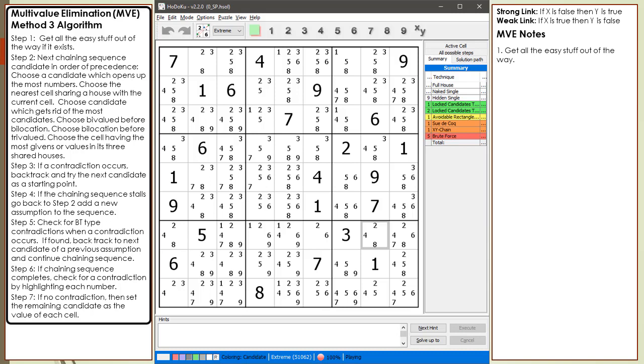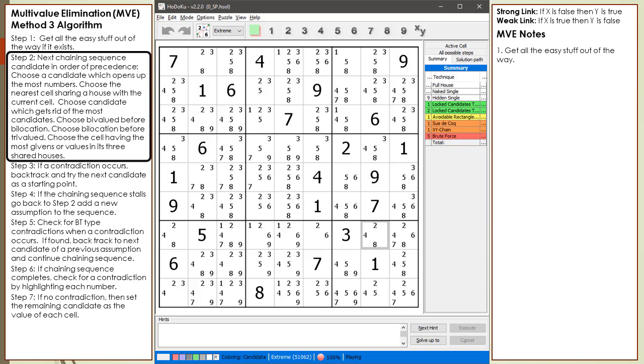And we want to get to a meaningful chaining sequence result with the least amount of assumptions and the least amount of work. As a result from experience, this is the 5th or 6th version I have developed for the Method 3 algorithm. Here are my latest Method 3 guidelines for choosing the next assumption candidate and cell. These current guidelines seem to produce the best results in the least amount of time and effort.